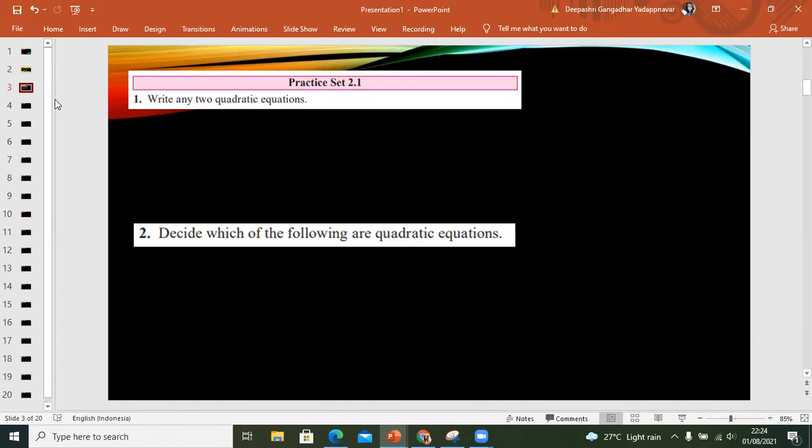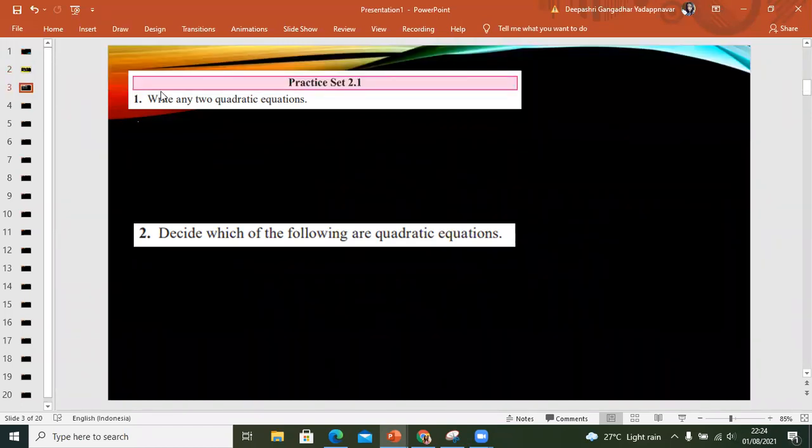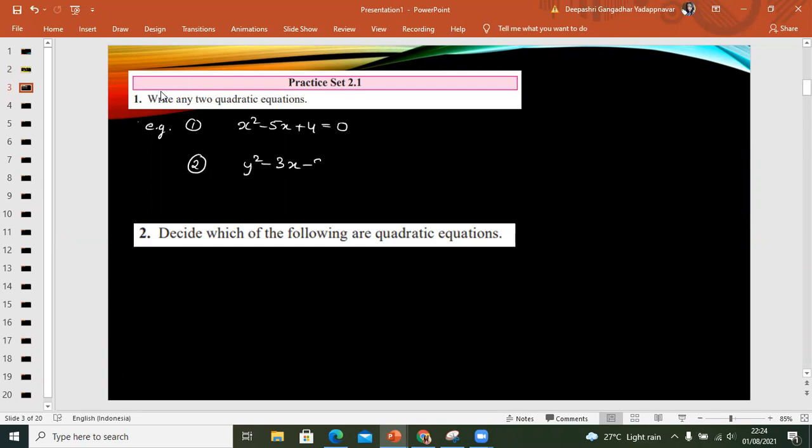So the first question here is: write any two quadratic equations. You can write any two quadratic equations here. Any number you can use. You know the general form of writing a quadratic equation. Here I will write the first one as x square minus 5x plus 4 equals 0. You can write any other equation also. Second one, y square minus 3x minus 2 equals 0. So any two quadratic equations you have to write.